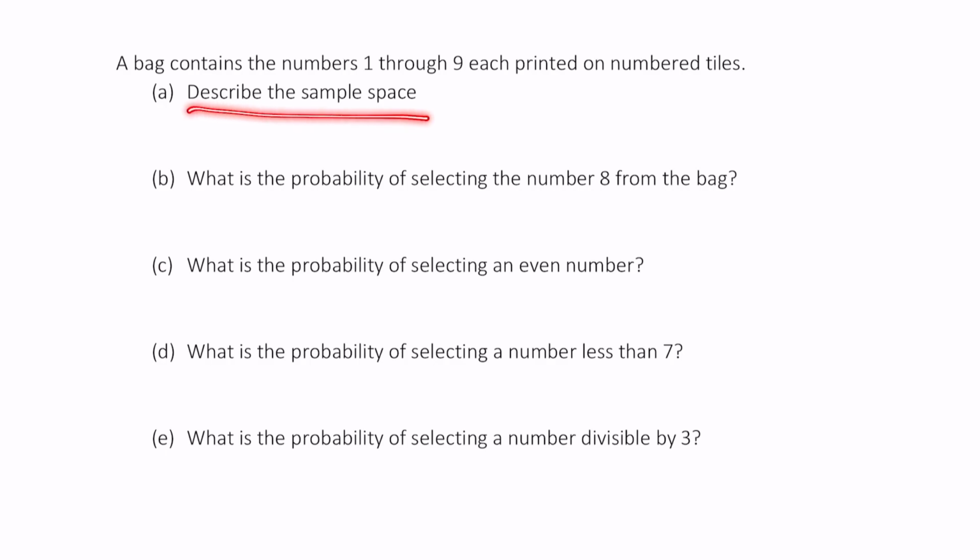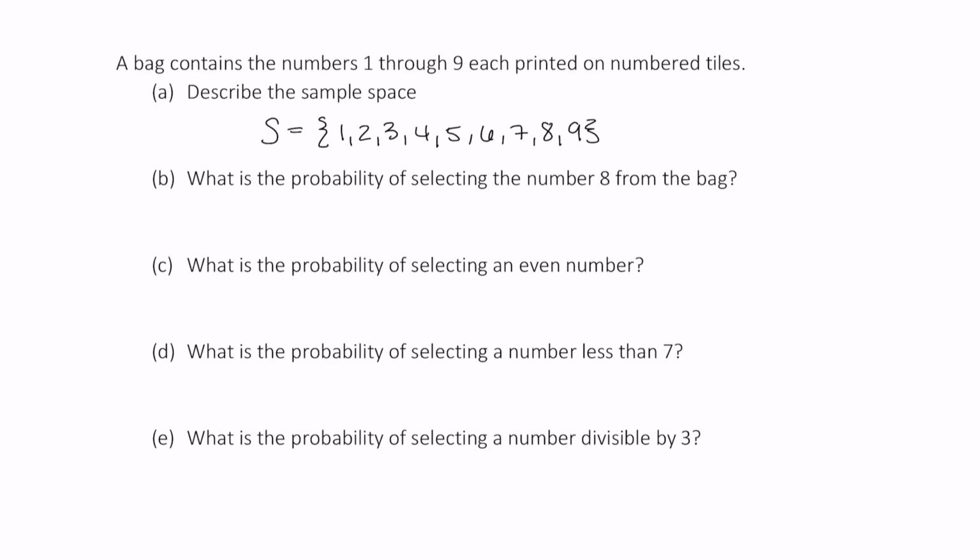Let's describe the sample space. Well, the sample space, S, is going to equal the numbers 1, 2, 3, all the way through 9, since this bag contains these 9 tiles, each numbered from 1 all the way through 9.